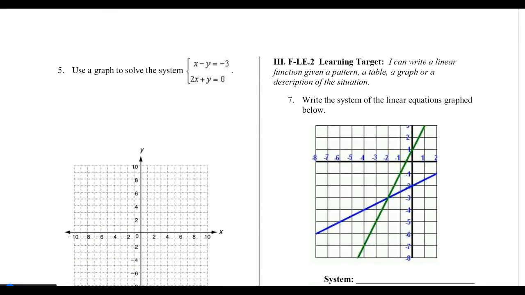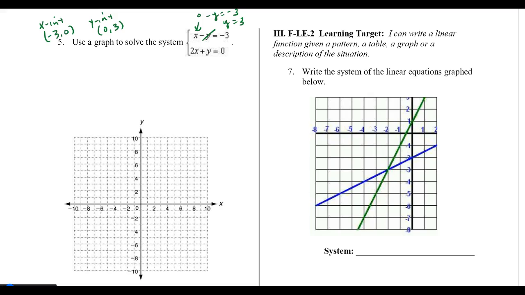So once again, we're going to graph. I can get y by itself, or I can find the intercepts. When I look at the top one, it's pretty obvious what's going to happen. If I make x 0, then I get negative y equals negative 3, so y has to be 3. So it has a y-intercept of (0, 3). If I do the same thing, but this time make y 0, I get an x-intercept of (-3, 0). So I've got (-3, 0) and (0, 3). Go ahead and draw the line.